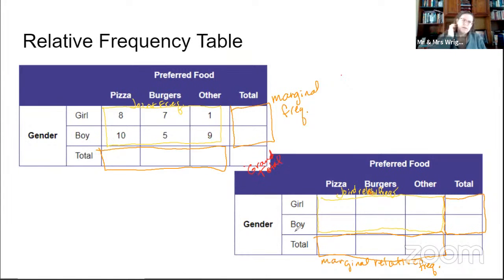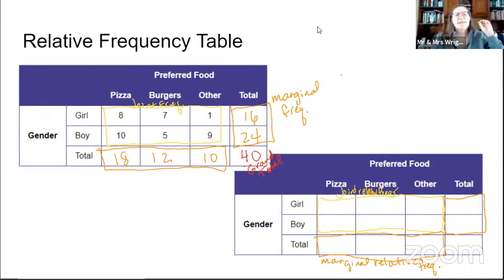Okay, now let's get to adding. All right, 8 plus 7 plus 1. Oh, we already answered all these. What was this again? I don't remember. 8 plus 7 plus 1 was 16. 10 plus 5 plus 9 was 24. This was 18. This was 12. This was 10. And then our grand total was 40, right? Okay, awesome.